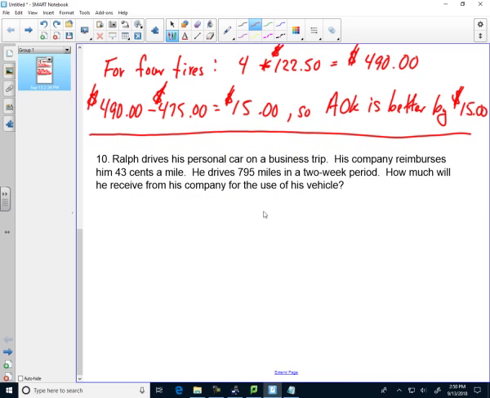All right. Number 10, Ralph drives his personal car on a business trip. His company reimburses him 43 cents a mile. He drives 795 miles in a 2-week period. How much will he receive from his company for the use of his vehicle? Not enough, because it's worth more than 43 cents. I need to change that.